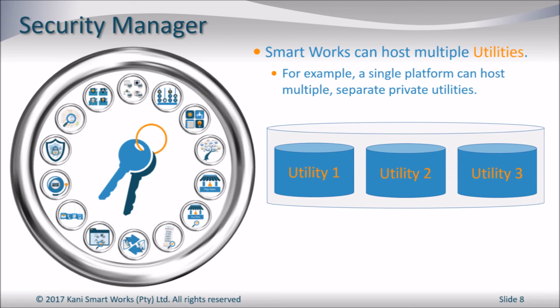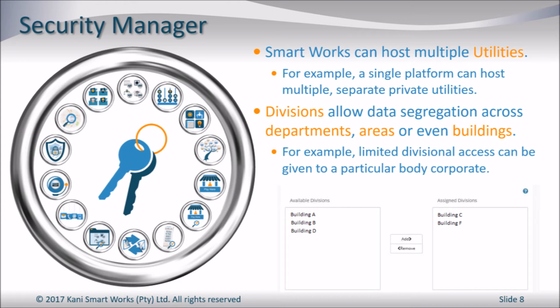Some notable features in this regard is that SmartWorks can host multiple utilities in one platform. For example, a single platform can host multiple separate private utilities. And then secondly, divisions allow data segregation across departments or areas or even buildings. For example, limited divisional access can be given to a particular body corporate.